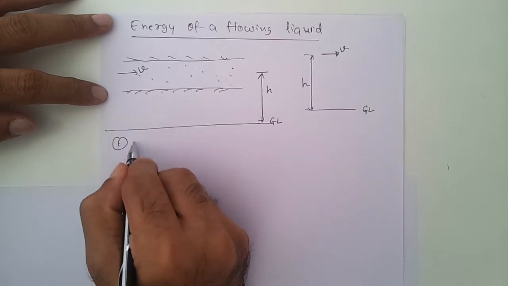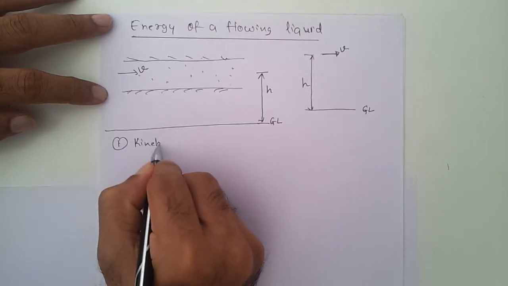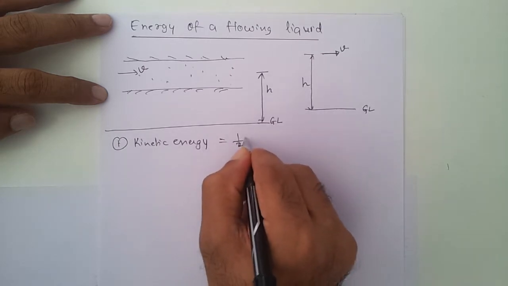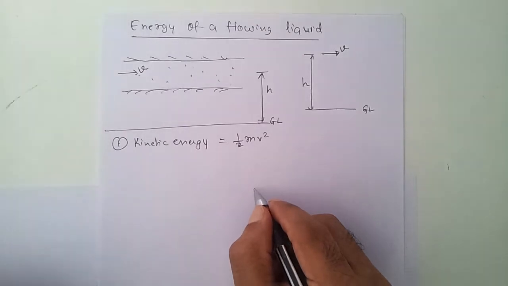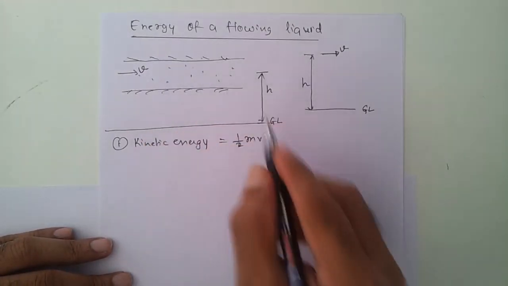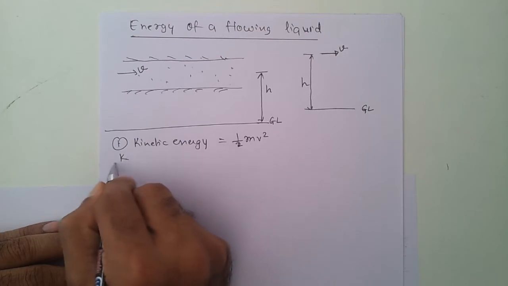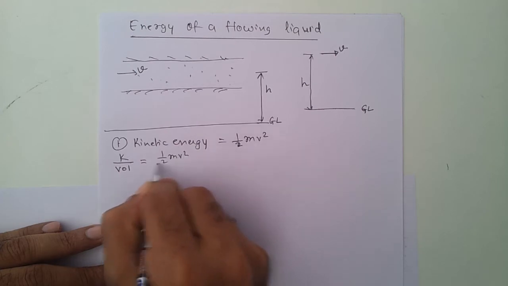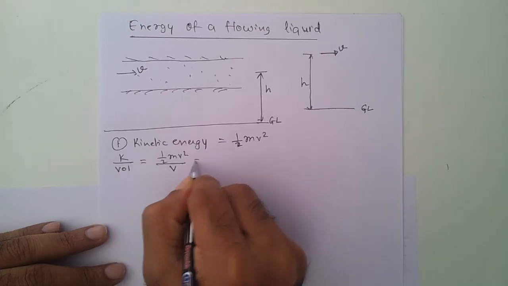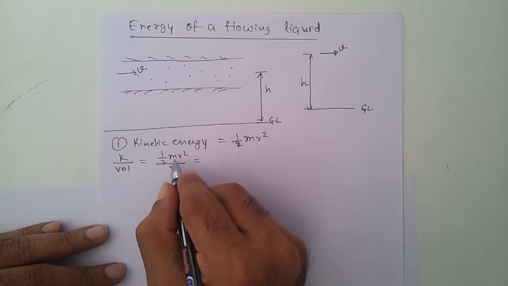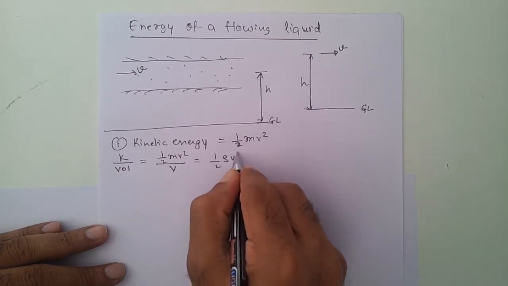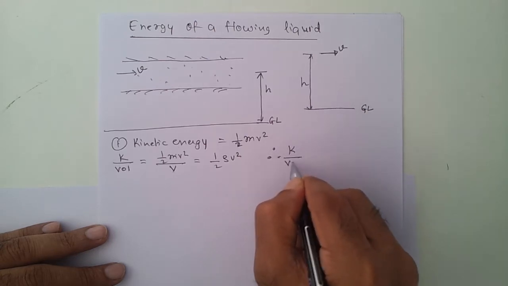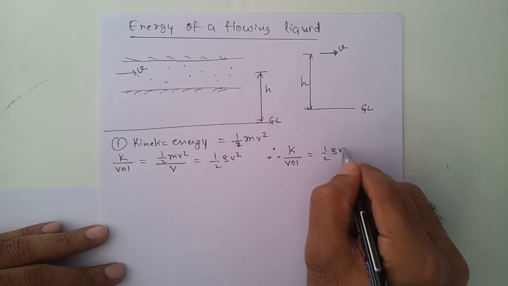The first energy that we will look at is kinetic energy. Kinetic energy will be given by half m v square, where m is the mass of the liquid and v is the velocity with which this liquid is flowing. And if I find out kinetic energy per volume, I'll get half m v square divided by volume. And we know mass per unit volume is density, so this equation will be half rho v square. Therefore I get this first equation: kinetic energy per unit volume is equal to half rho v square.